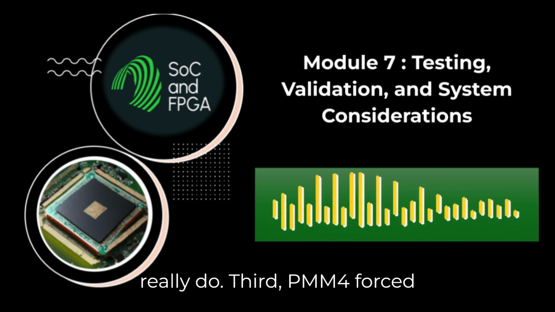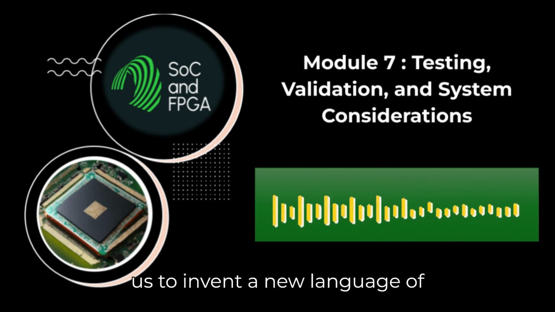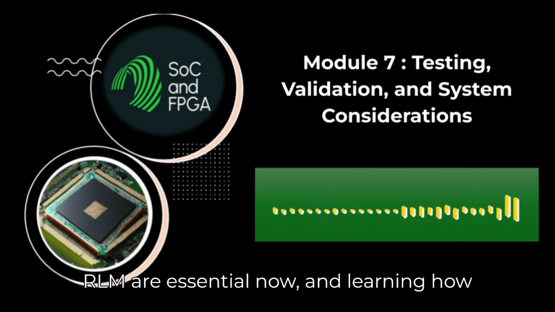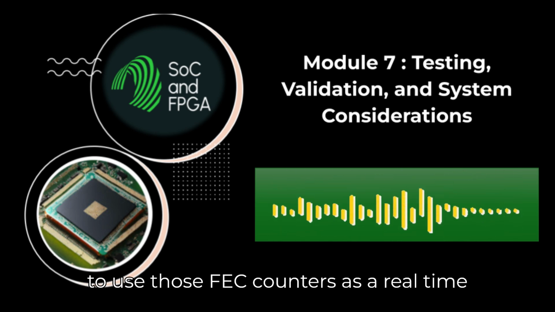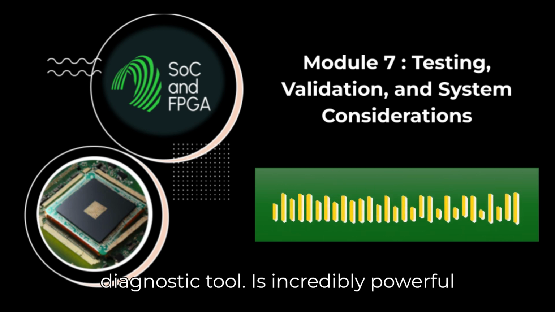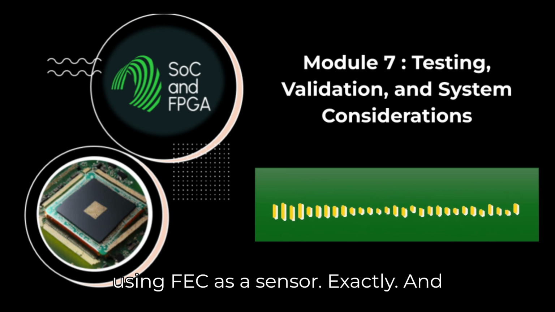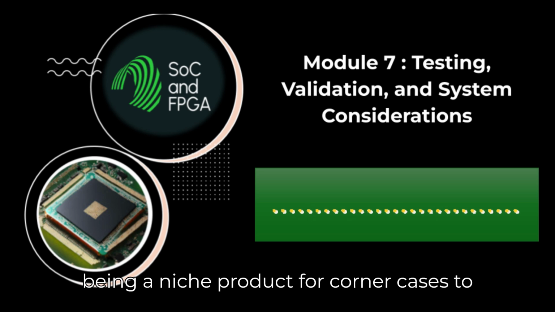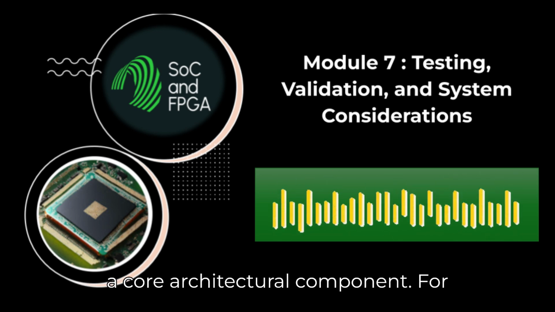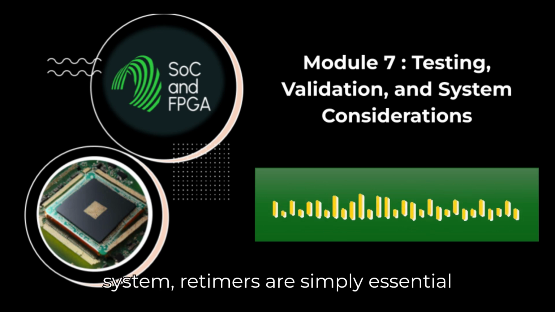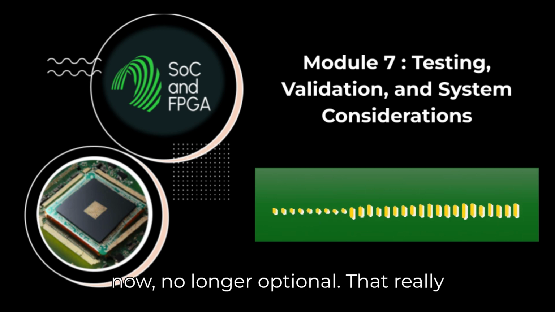You really do. Third, PAM4 forced us to invent a new language of measurement. New metrics like SNDR and RLM are essential now, and learning how to use those FEC counters as a real-time diagnostic tool is incredibly powerful. Using FEC as a sensor. Exactly. And finally, the retimer. It's gone from being a niche product for corner cases to a core architectural component. For 64 GT/s links in any kind of complex system, retimers are simply essential now, no longer optional.